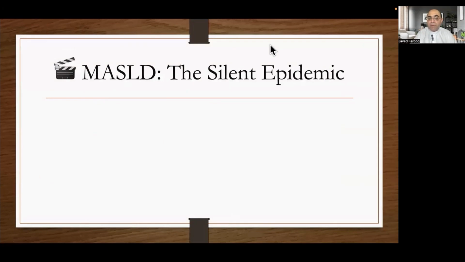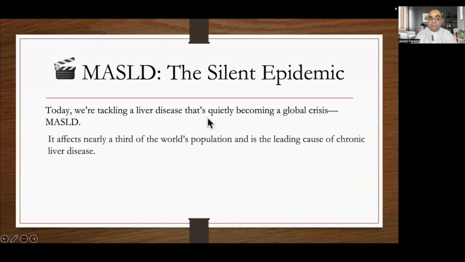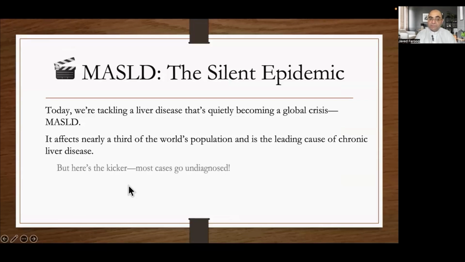We know that MASLD, or metabolic dysfunction associated steatotic liver disease, which was previously called fatty liver disease, is a silent epidemic. It's a global crisis by no means. It affects nearly a third of the world's population and is the leading cause of chronic liver disease. But here is the kicker: most cases go unnoticed.